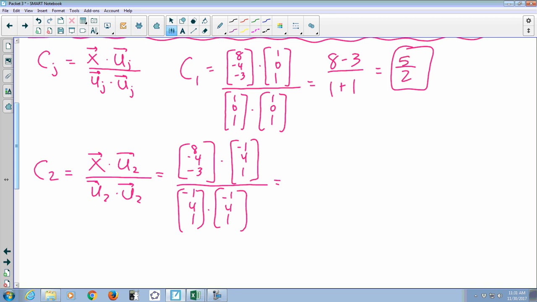So you can see this is why I was making you do all kinds of computations in the activities before, where you were doing dot products over dot products to practice doing this. So this comes out to -8 minus 16 minus 3 over 1 plus 16 plus 1, which is -3 halves. And then I won't go through C3. It comes out to 2. Big surprise.